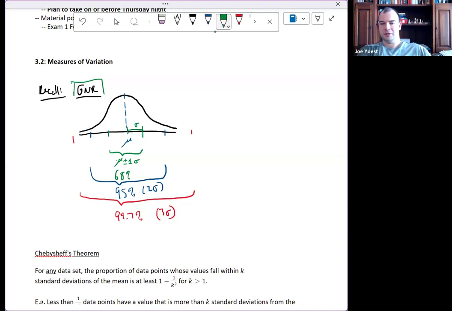Or another way of looking at this is to say that a 1 sigma event should occur maybe 1 out of 3 times, about 32% of the time. That would be a data value that's more than 1 standard deviation away from the mean. That's what we call a 1 sigma event.